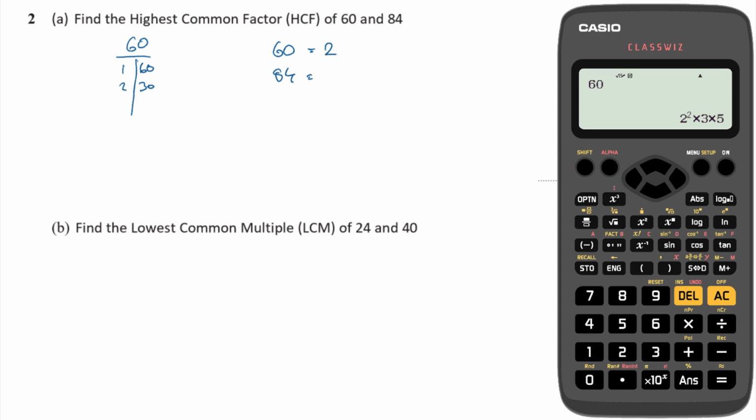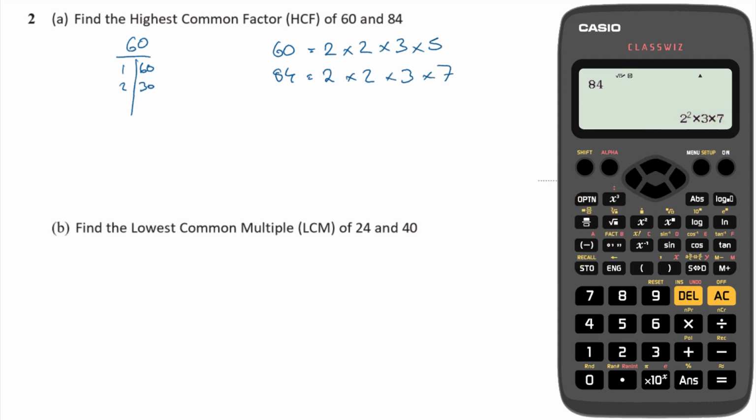I think it's easier just to expand it to find HCFs though. Okay, so that's 2 times 2 times 3 times 5. And then 84 equals shift fact. That's 2 times 2 times 3 times 7.